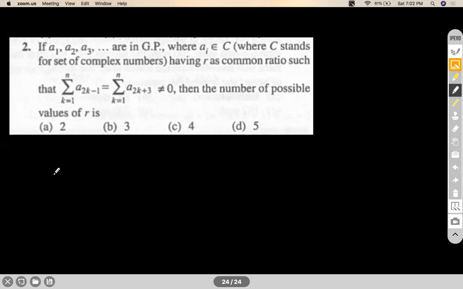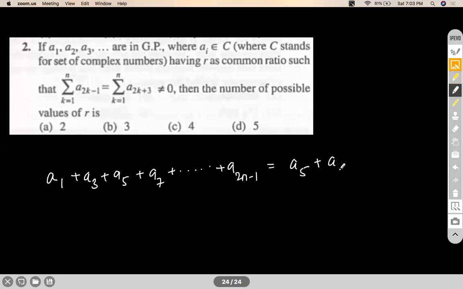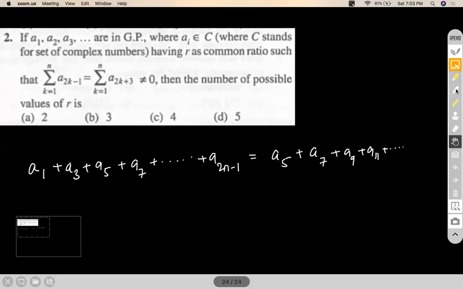See what is given to us. If you put k as 1, you get A1, then A3, then A5, then A7, till A2n minus 1. And here if you put k as 1, you get A5, A7, A9, A11, till A2n plus 3. Am I right?